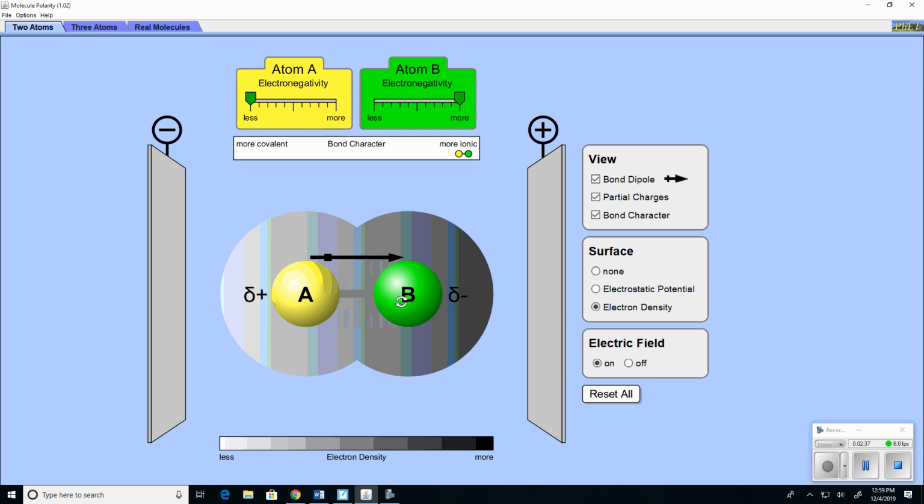A and B are meant to be generic elements. They could be any element. So don't get thrown off by why that's a letter A and why that's a letter B. They're variables, if you will, from a mathematical sense.